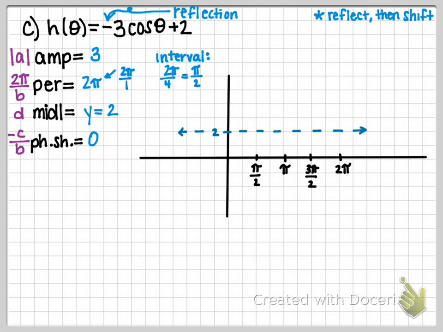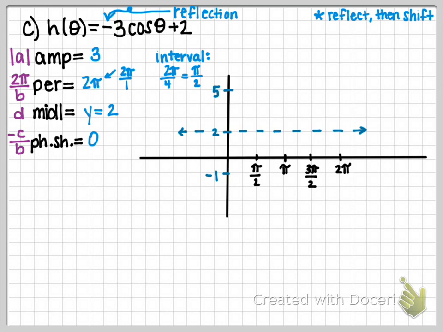All right. And now since my amplitude is 3, that means I'm going to go 3 units up from the midline is where my maximums will be. So that will be at 5. 3 units down from my midline is where my minimums will be. So that will be at -1. So now we'll go through and graph.